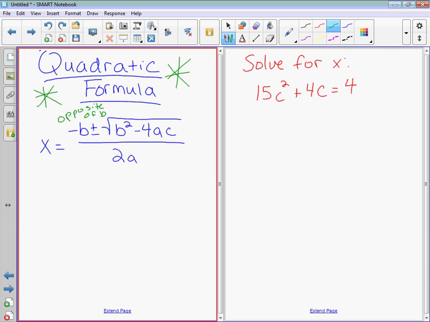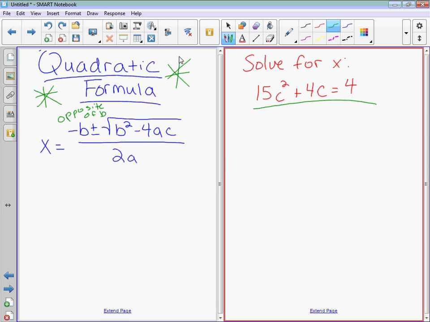So let's use it to solve the problem on the right. 15c squared plus 4c equals 4. Even though we're using the letter c, we're solving for what we would normally call x. That is our variable. In this case, it's c. Sometimes it's x, sometimes it's m.